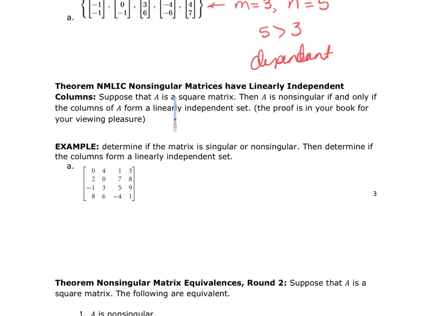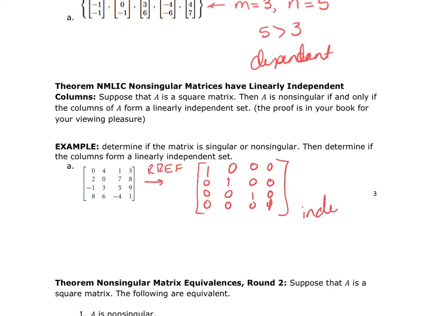What does this mean? Well, it means that if I can get to the identity matrix when I put it in reduced row echelon form, that means we are linearly independent. So if I take this set of column vectors in this matrix and row reduce it, and I get the identity matrix, as I do with this particular example, then I know this will be linearly independent. So that should be a 1 right there.